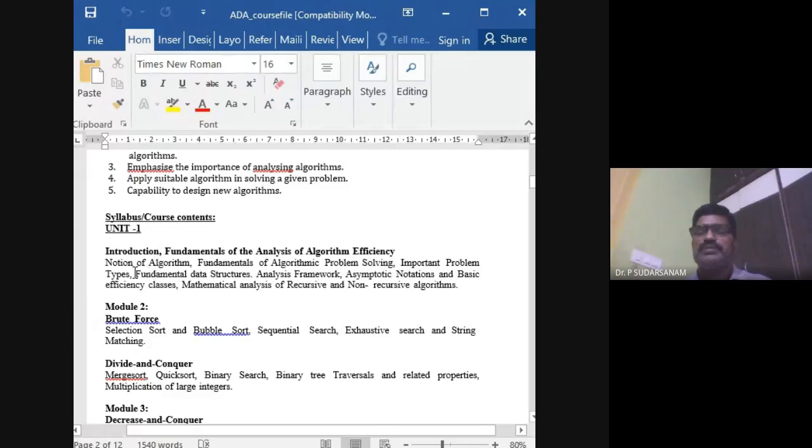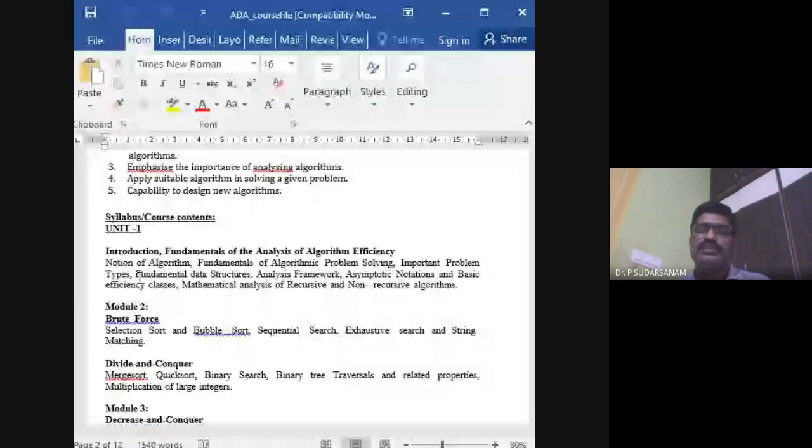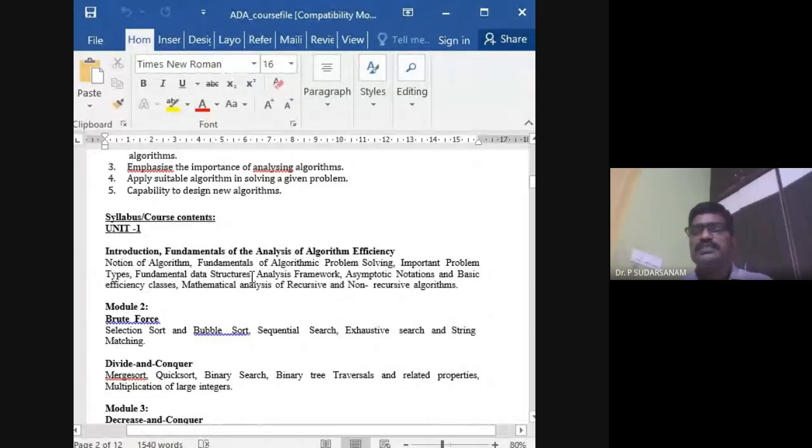Important problem types, as I told you, include graph related problems. So first sorting, searching, and graph related problems, then combinatorial problems and geometric problems, and the last one is numerical problems. That is the important problem types. And fundamentals of the data structures is nothing but which data structures you are using to solve. You can write stacks, queues, linked list, trees, all these things. That is the fundamentals of data structures.